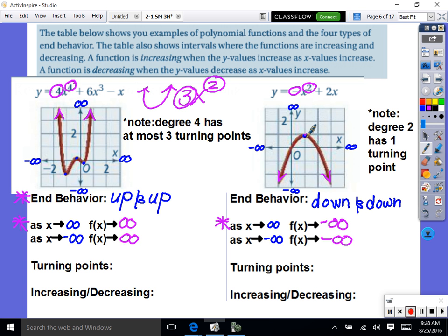And then we're also going to determine the increasing and decreasing intervals. So guys, increasing and decreasing intervals. Just look at the graph and look where it's increasing and decreasing. So look with me on this, 4x to the 4th plus 6x cubed minus x. Aren't we decreasing till we hit that turning point? Now think about it, guys.